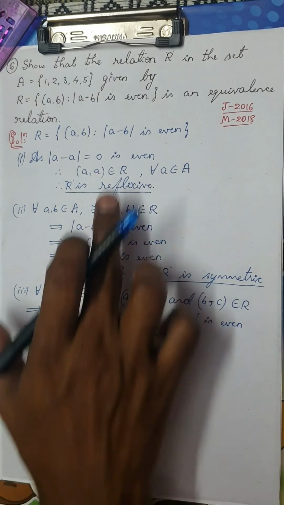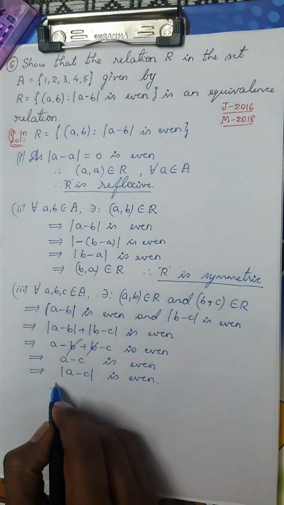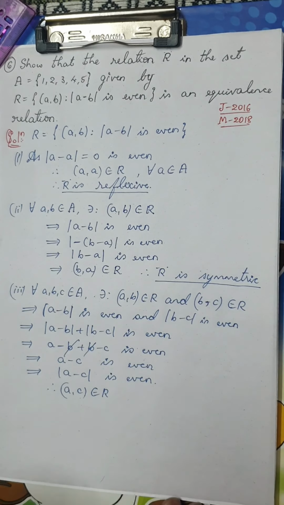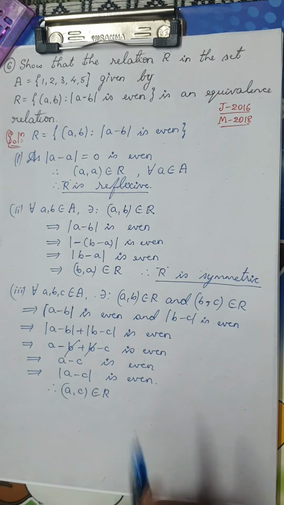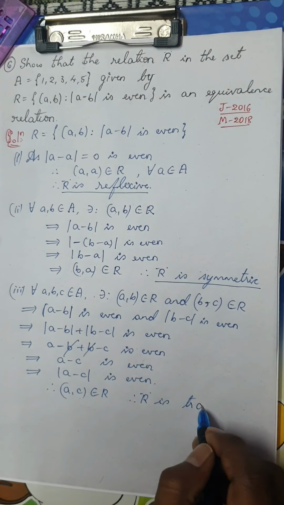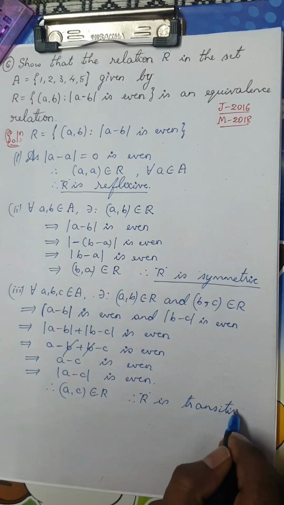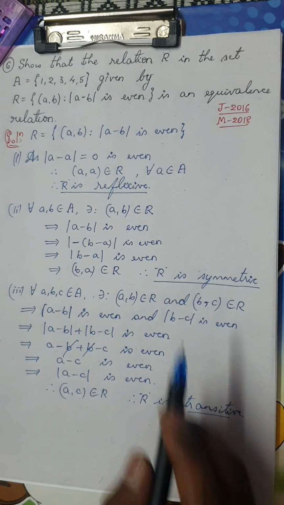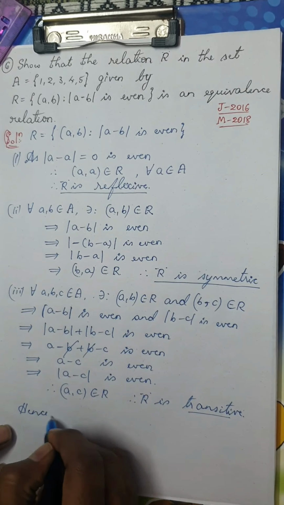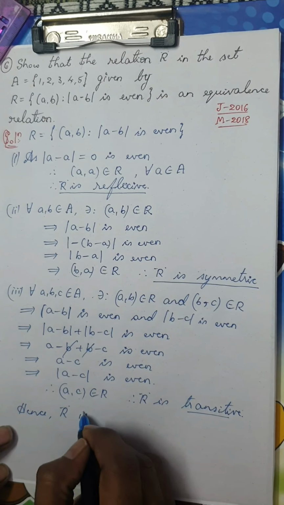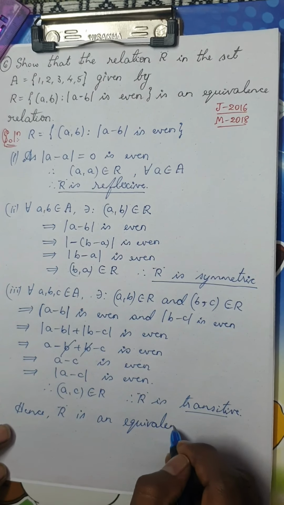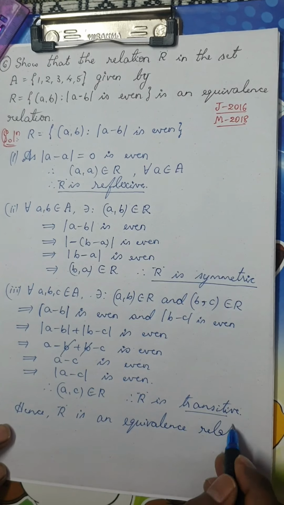Okay. So since modulus of a minus c is even, therefore I can write (a, c) belongs to R. So I started with (a, b) and (b, c), and I got (a, c). Therefore I will write R is transitive. Are you following? So I got reflexive, symmetric and transitive. Hence, you can write the final conclusion: R is an equivalence relation.